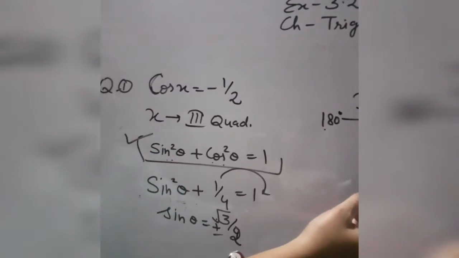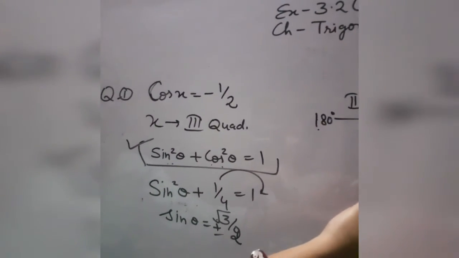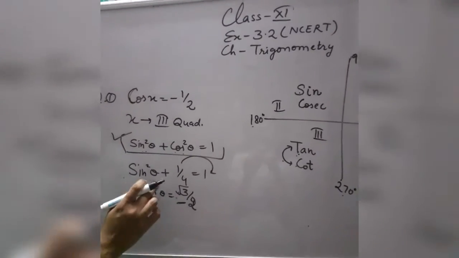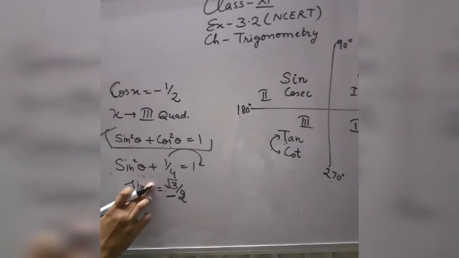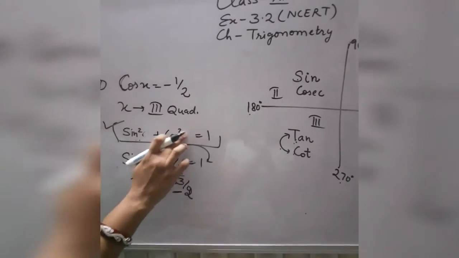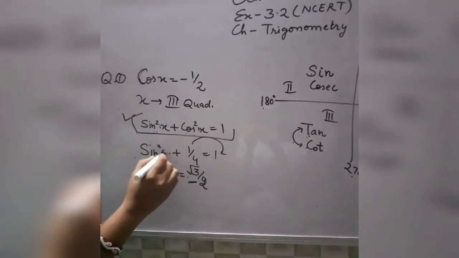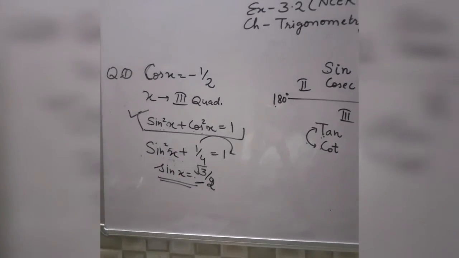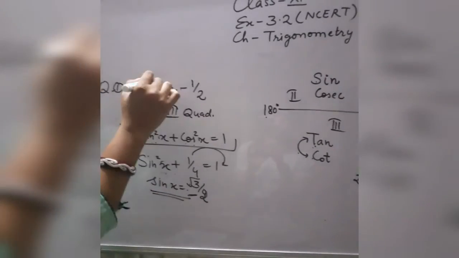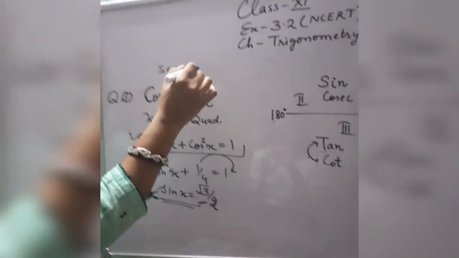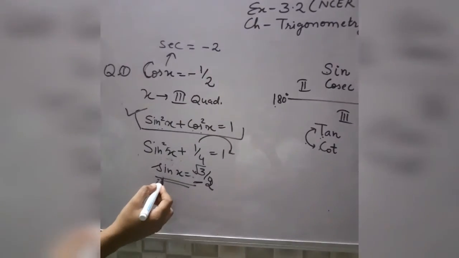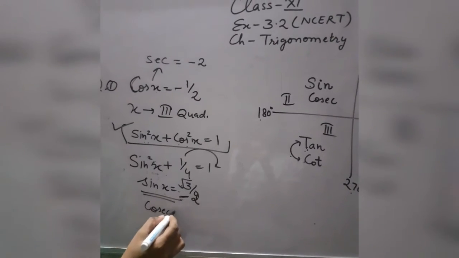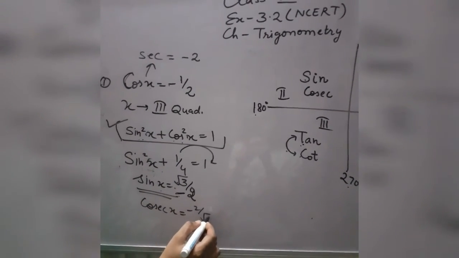But in the third quadrant, tangent and cot are positive, and the other four will be negative. That's why you will take the negative sign here. And we are finding the value of sin x, so in place of theta we will also take the angle as x. So the value of sin x is minus root 3 by 2. Now cos is minus 1 by 2, and the reciprocal of cos is secant. So secant is equal to minus 2. If sin x is equal to minus root 3 by 2, then the reciprocal of sin is cosecant. Cosecant x is equal to minus 2 by root 3.